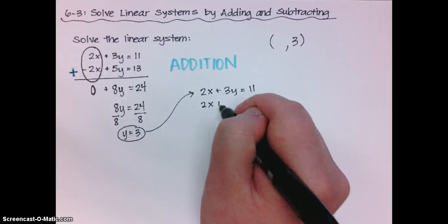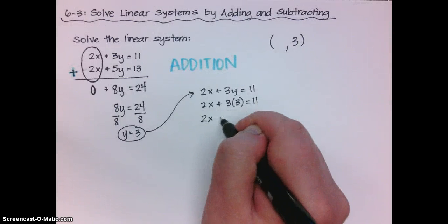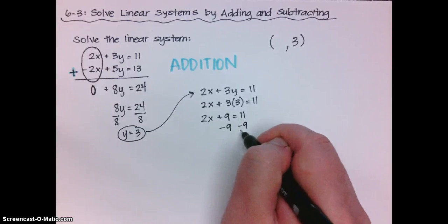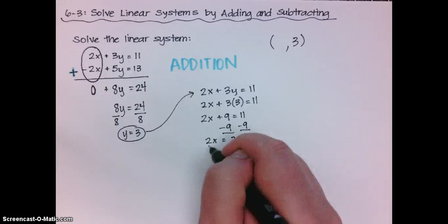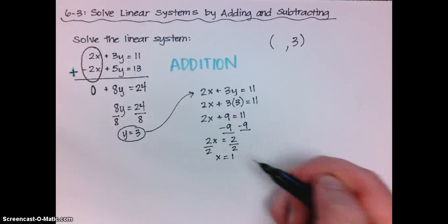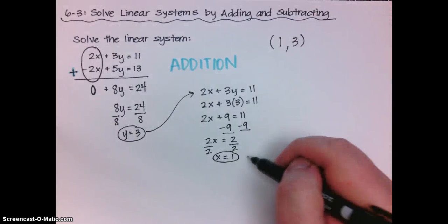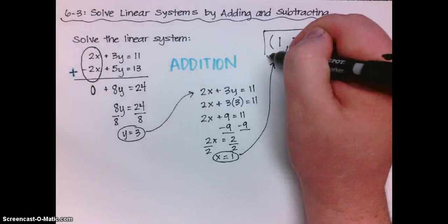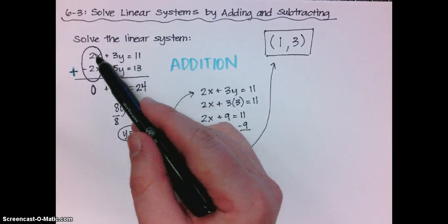So I'm left with 2x plus 3 times the y, which is 3, equal to 11. That is 2x plus 9 is equal to 11. I'm going to subtract 9 on both sides because I want to get the variable by itself, so I'm going to get rid of that lonely number. I'm left with 2x is equal to 2. Get the x by itself, so divide both sides by 2, and x is equal to 1. That's going to be what I put in the x value for my coordinate up above. And I have found my solution. I did this just by adding both of these equations together, and it actually eliminated that variable.